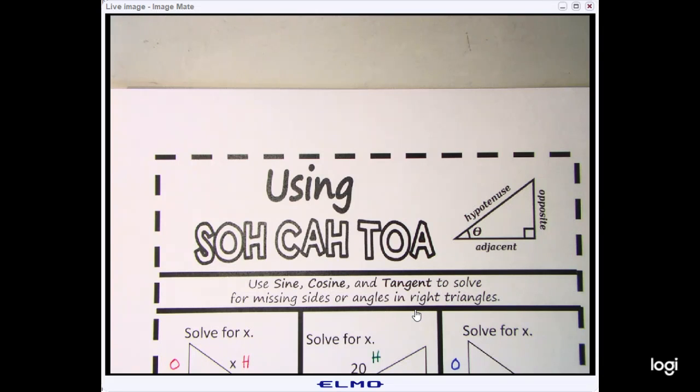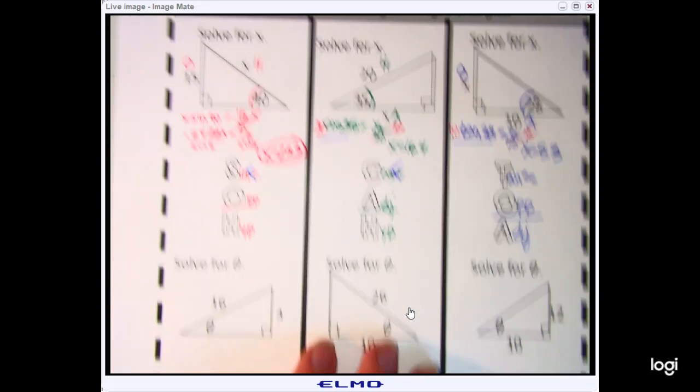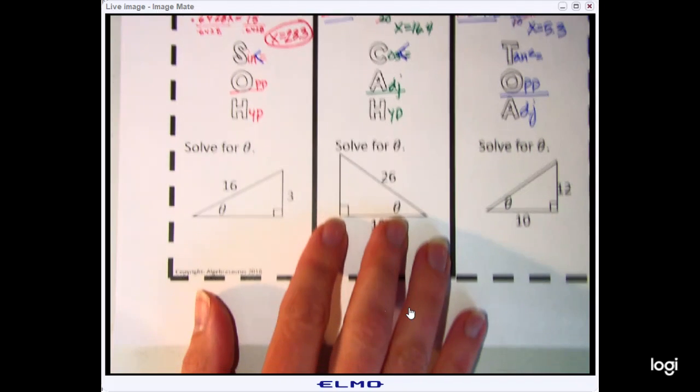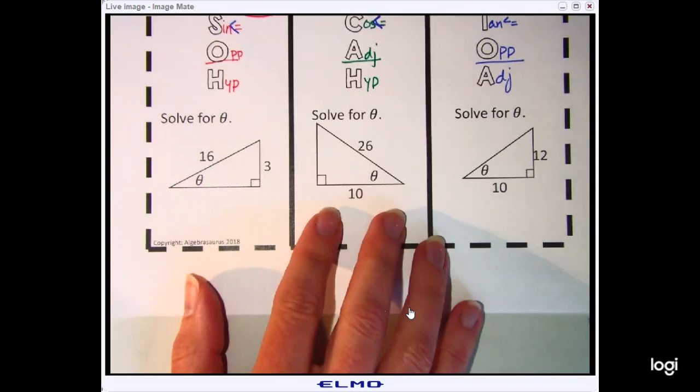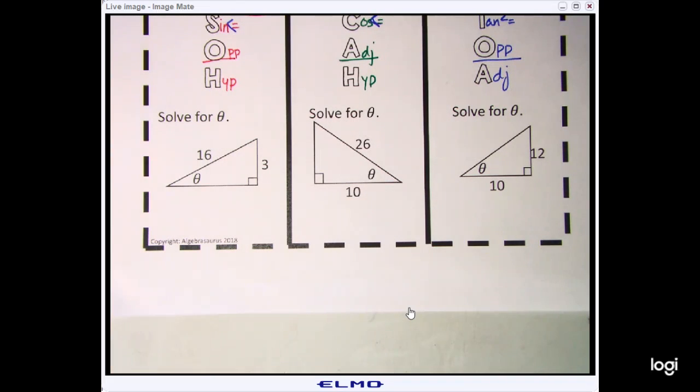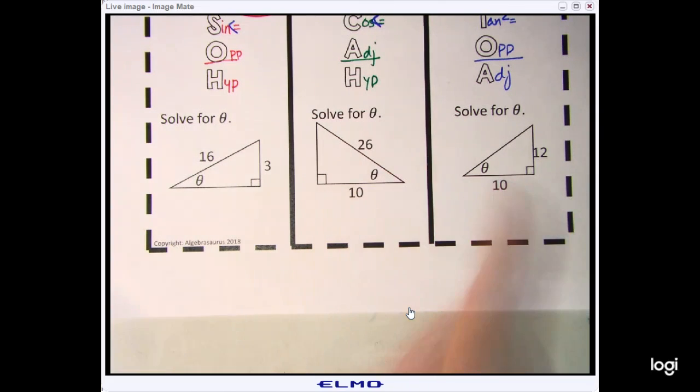We used SOH CAH TOA to solve for missing sides. Now we will be using SOH CAH TOA to solve for missing angles. I'm going to end up using a calculator trick that you'll want to watch and learn how to do. Okay, this time all the way across we are missing the angles, and that's what we're solving for.